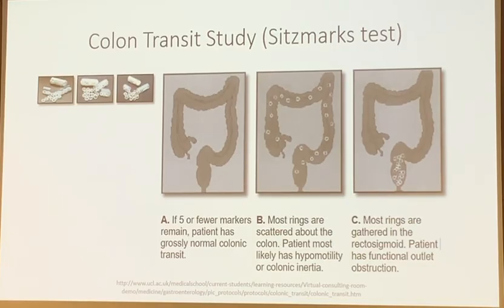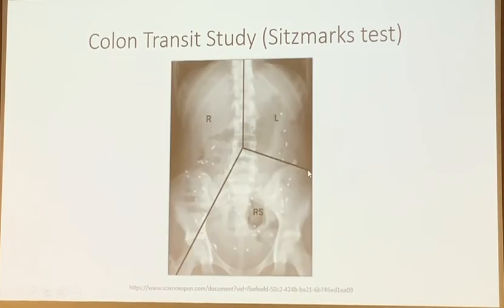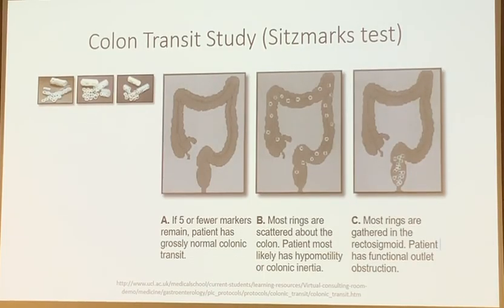You take an X-ray after a day and 3 days and 5 days. If all the material accumulates down in the rectum, this is what we call an outlet problem. So this is a slow transit, and this is a defecation outlet problem, functional outlet obstruction. So also a useful test. And in this test, what do you think? This is slow transit is B.